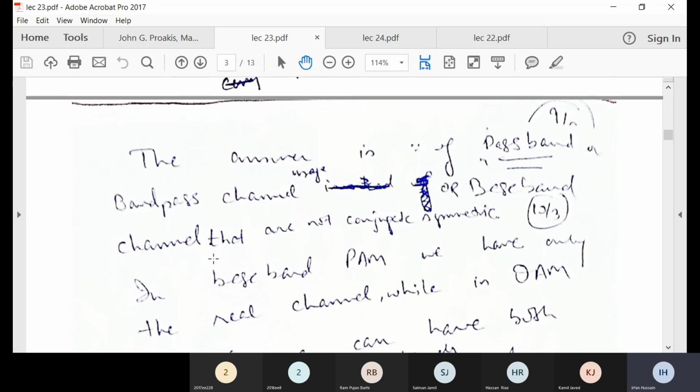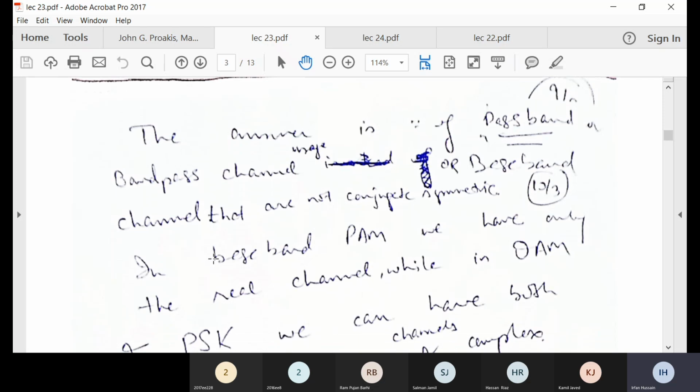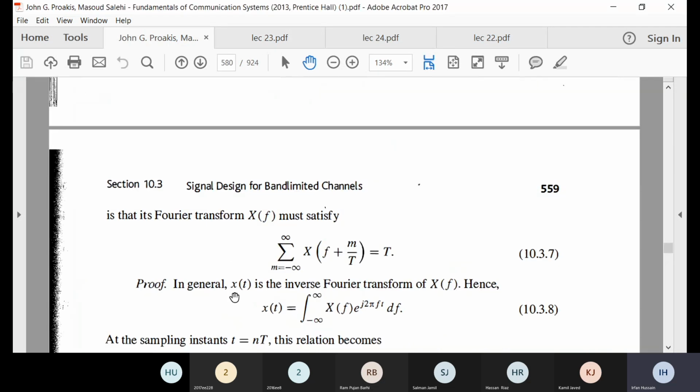Now, h could be real, but many times h could also be complex. This happens when the channels are not conjugate symmetric in the frequency domain. For real signals, the main property is that their Fourier transforms are conjugate symmetric. So yes, if the channel is conjugate symmetric, you could see the channel that it takes.